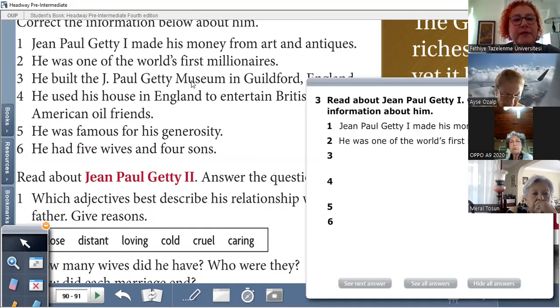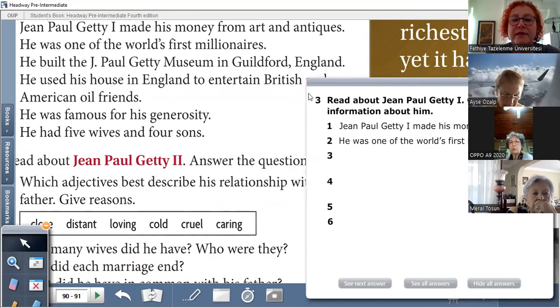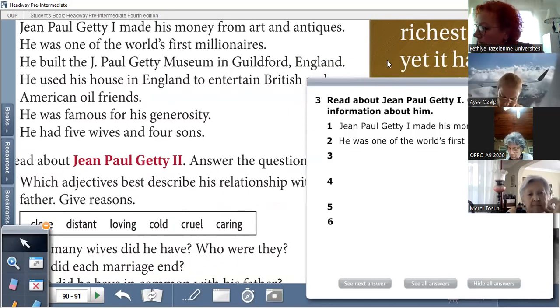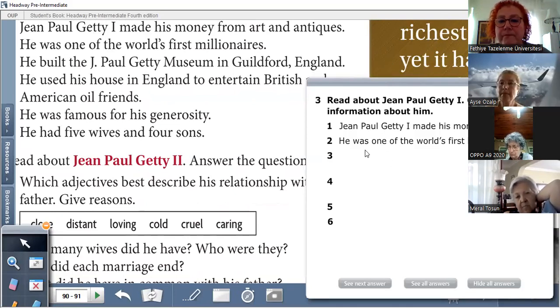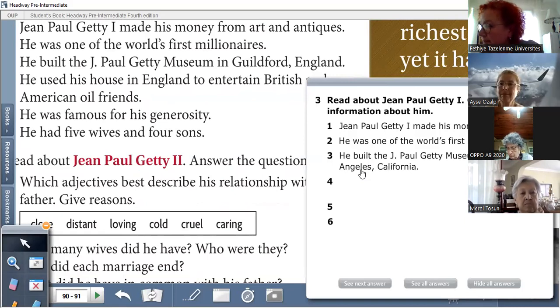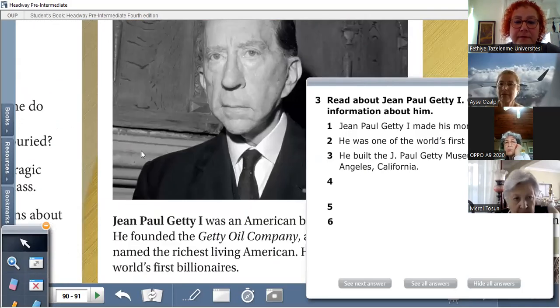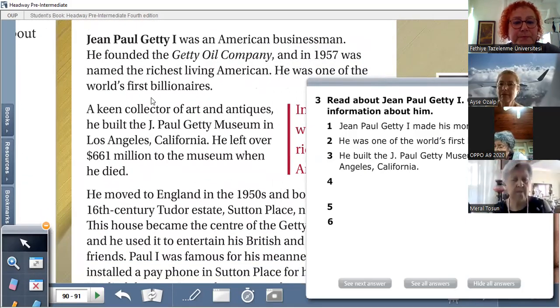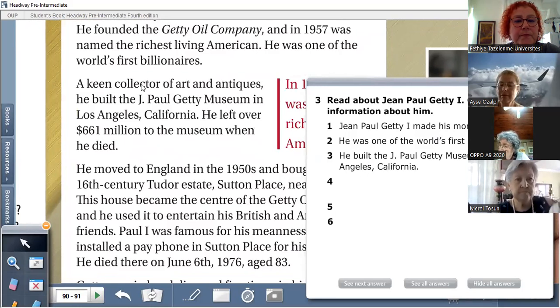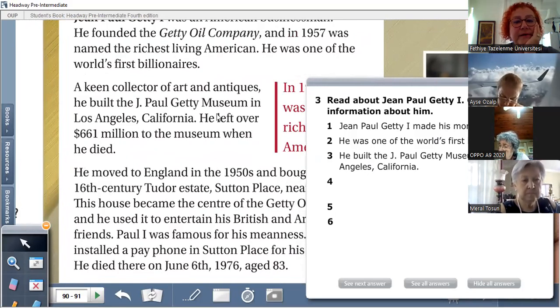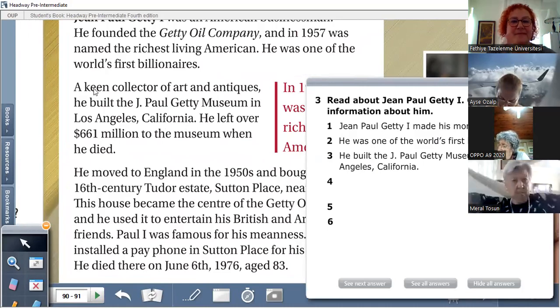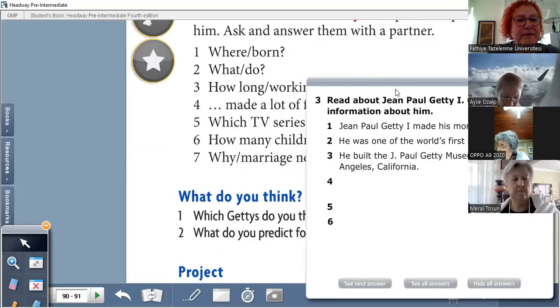He built the Jean Paul Getty Museum in Guildford in England. Yes, correct. In Los Angeles. Okay, the second part of this, look at this one. He built the Getty Museum in Los Angeles, not in England. Yes? Okay, go on.